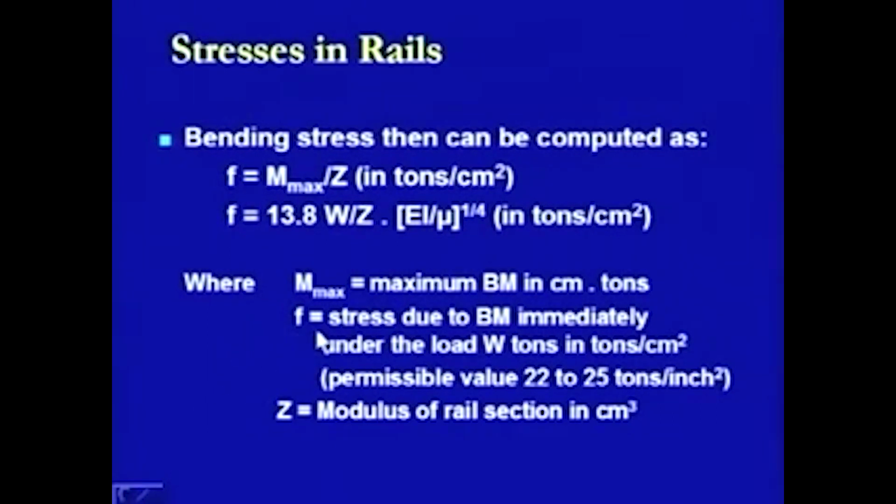So, this F, that is the stress, is due to the bending moment immediately under the load W tons, in tons per centimeter square, and it has a permissible value of 22 to 25 tons per square inch. That is another unit. We will look at the SI units at later stages, where the whole of the specifications related to the stresses have been summarized and noted down.